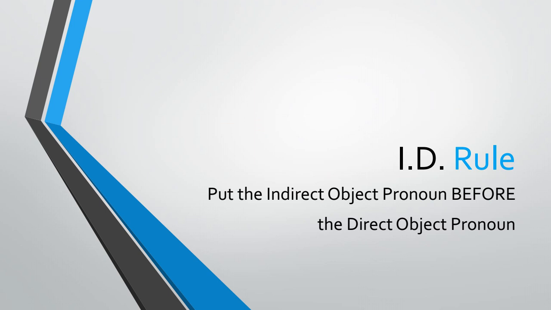After completing that first sentence with me, I hope that you noticed that we will always put the indirect object pronoun before the direct object pronoun. And in order to remember that, I have an acronym for you. It's called the ID rule. And the I stands for indirect object pronoun, and the D stands for direct object pronoun. So you've always got to put the I before the D. So the ID rule will help you remember what order to put your pronouns in.